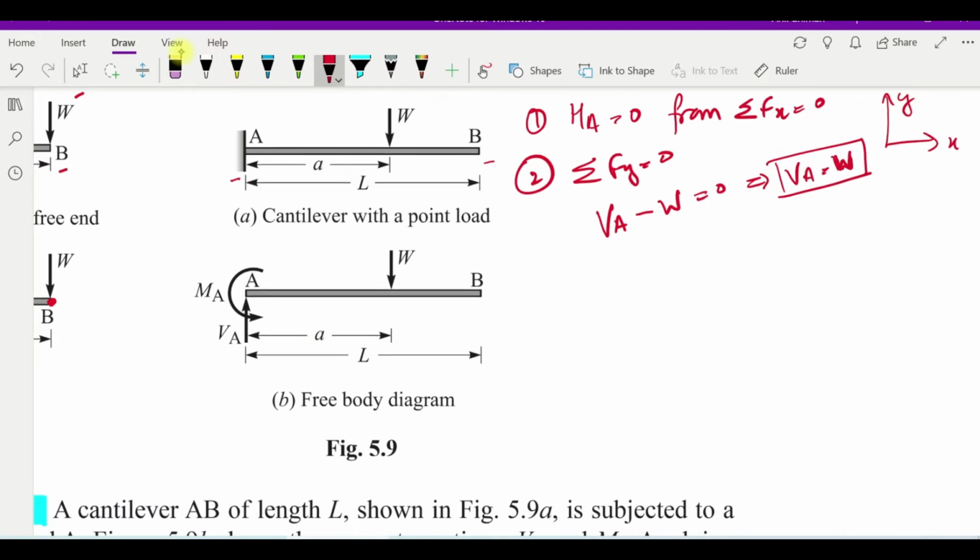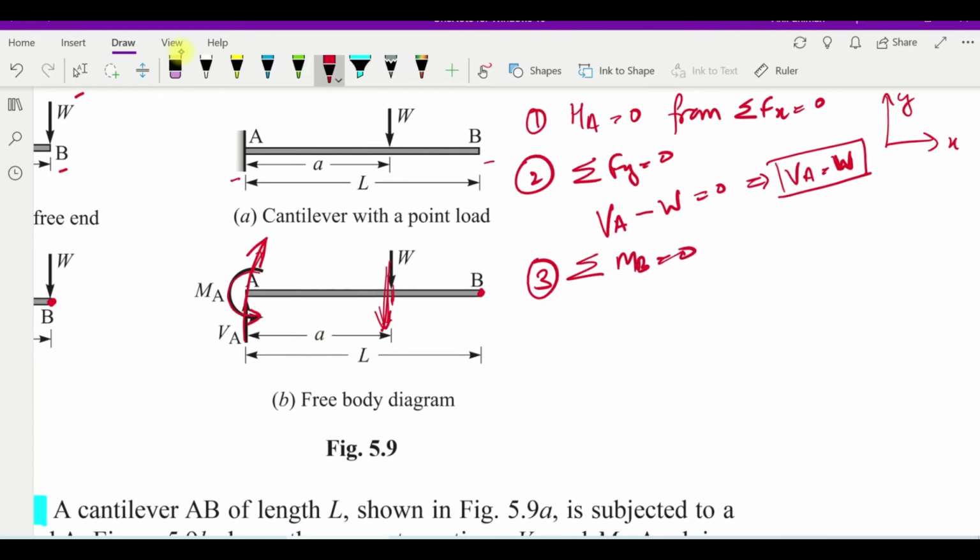And then let us take moment about point B. If I take moment about point B, I'll get the reaction due to W and the reaction due to VA in this direction. If I hold this point B, the VA is trying to rotate the beam in anti-clockwise direction, the W is trying to rotate the beam in anti-clockwise, and VA is trying to rotate in clockwise direction. MA is also anti-clockwise. Although I know the three values, let us take moment about point B is equal to 0.